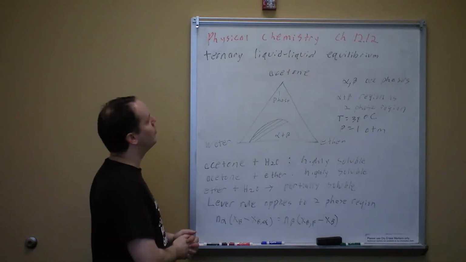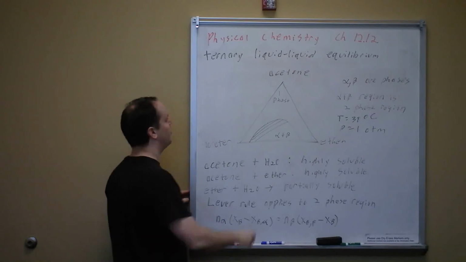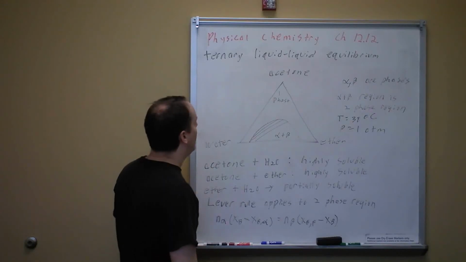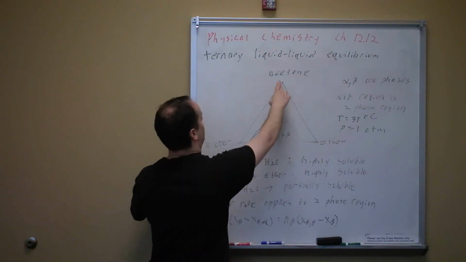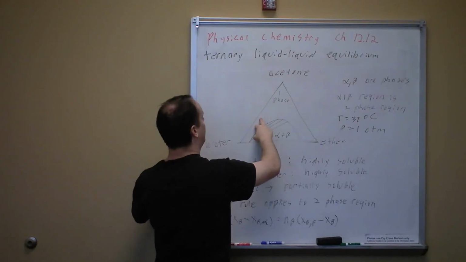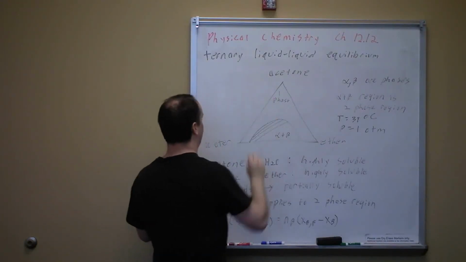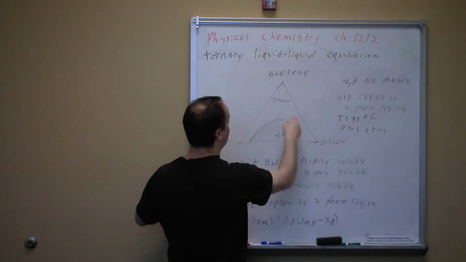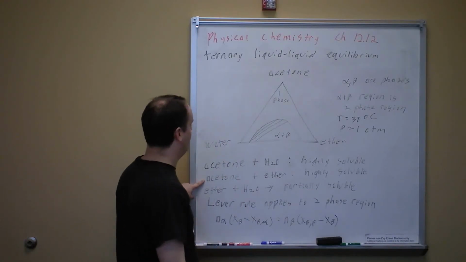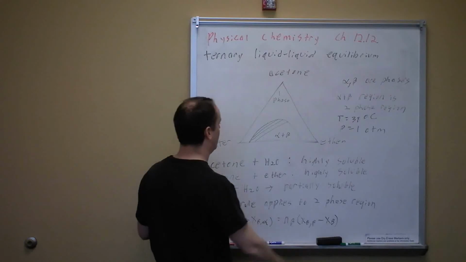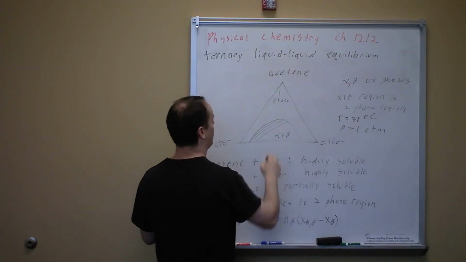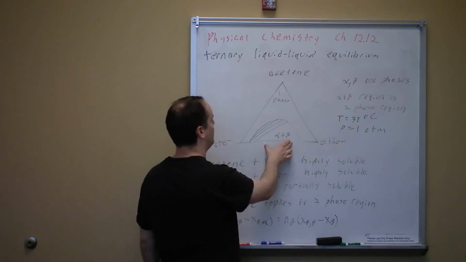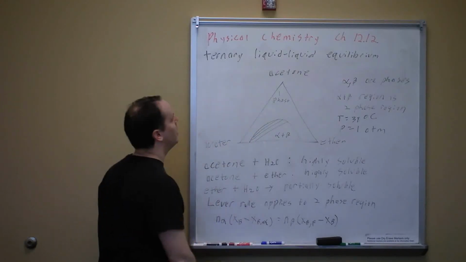Continuing on ternary systems, where we have liquid-liquid equilibrium, now we have a specific example of acetone, water, and ether. These are our three components. Now, acetone and water, as you can see, are highly soluble in each other, because at any mole fraction you're going to have only one phase. Acetone and ether, as you can see, are highly soluble in each other, because at any mole fraction they're going to have only one phase. But ether and water are not entirely soluble in each other, they're partially soluble. Because if you have a little bit of each, you're going to have two phases, alpha and beta.